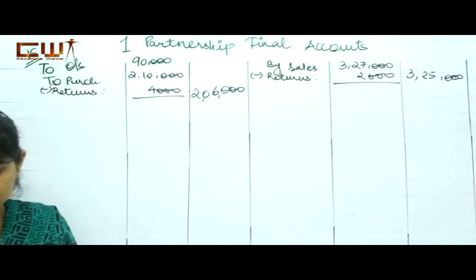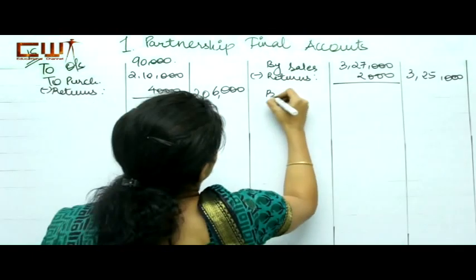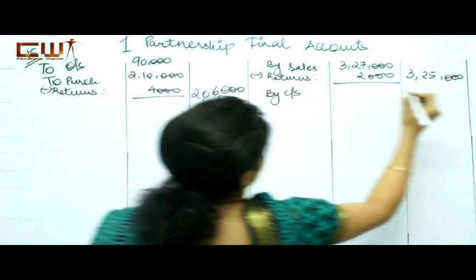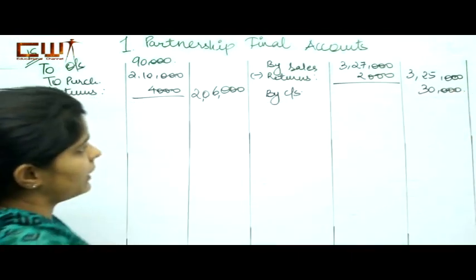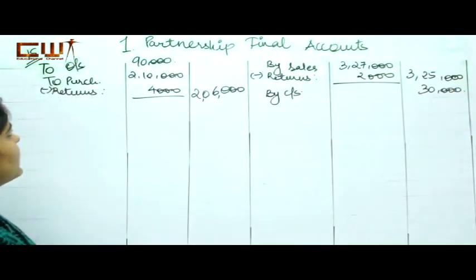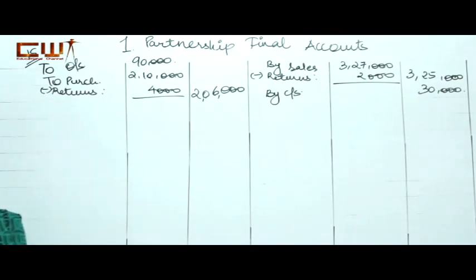You have next is closing stock. See, closing stock is given cost and market price. You take it on cost, that is 30,000. By closing stock, how much? 30,000. Alright. What next is given to you? Next you have opening stock you have done, purchases you have done, returns you have done. What else given to you?